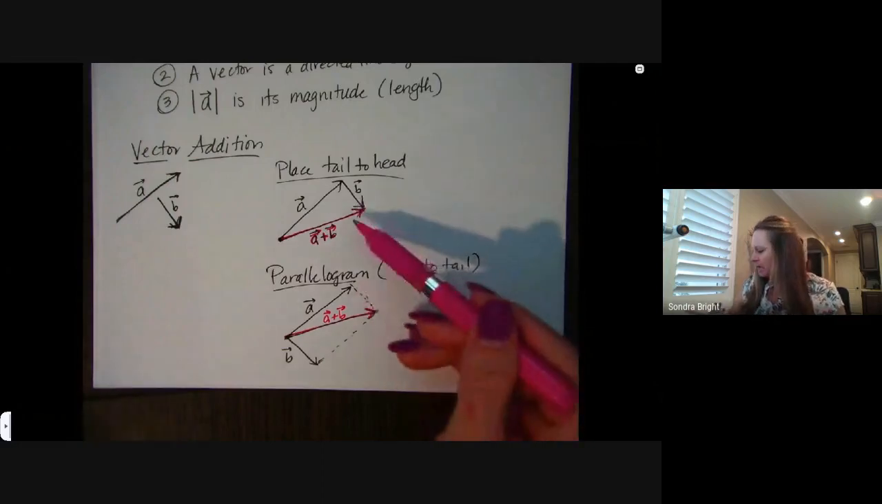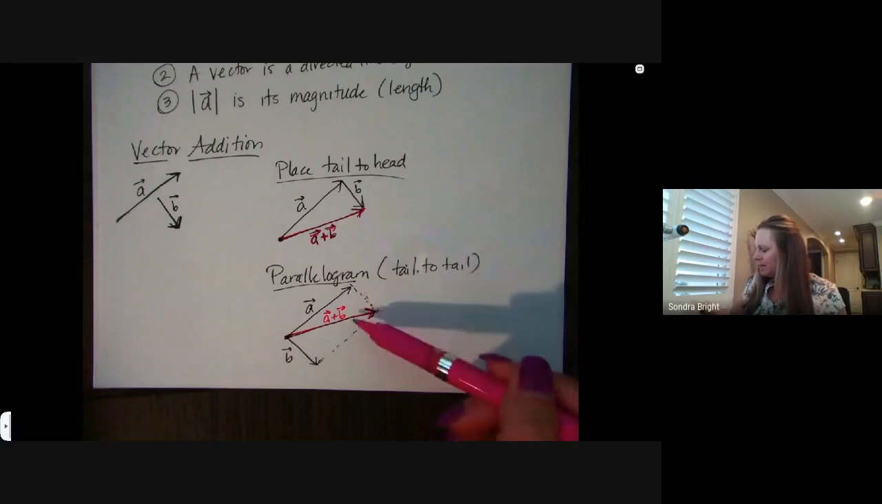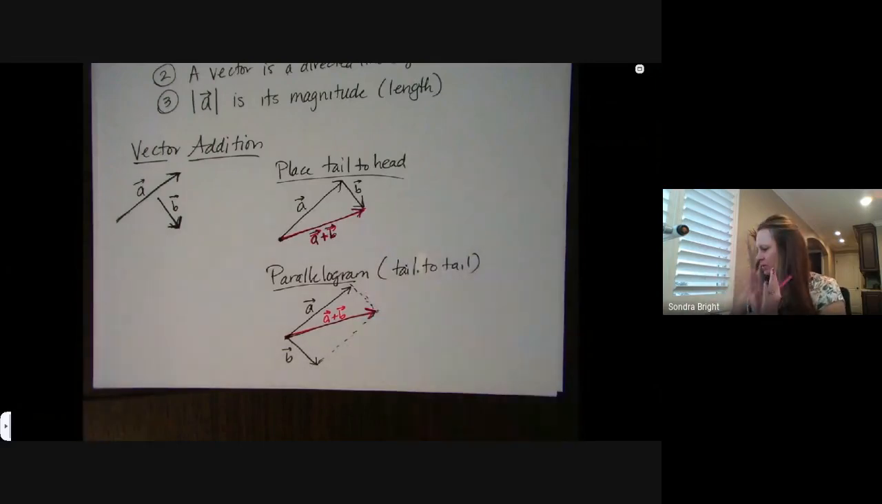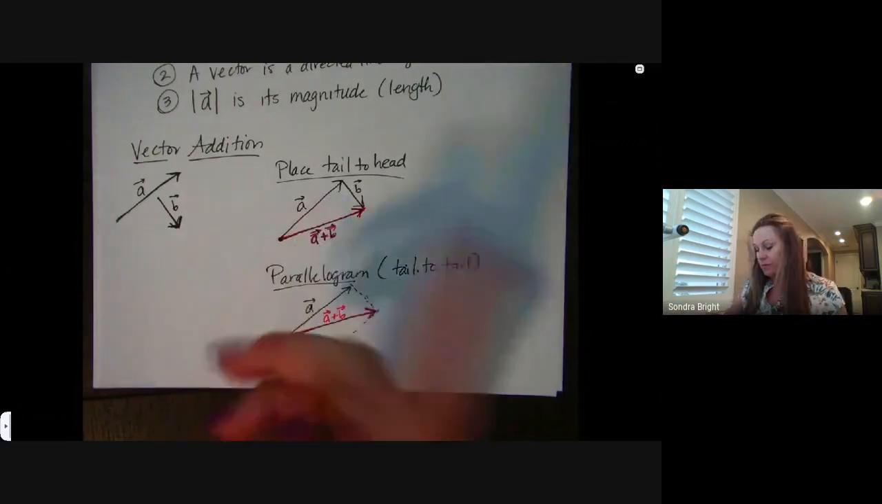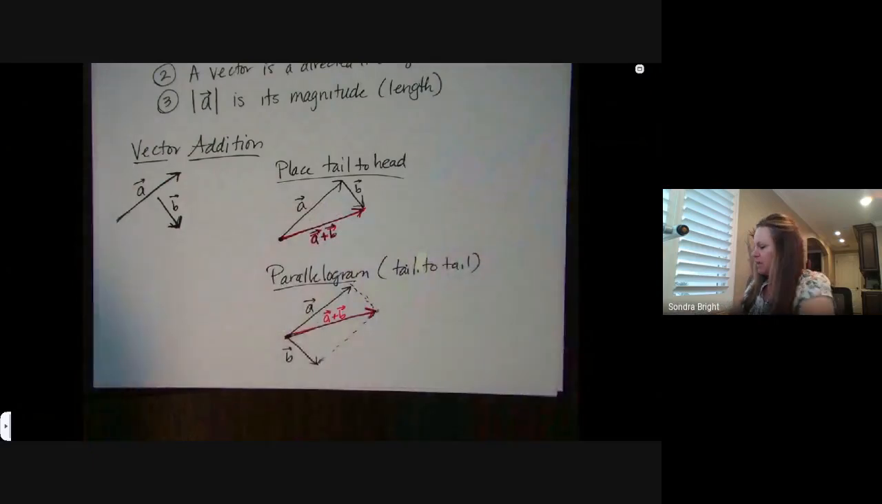Okay, so yeah, it doesn't matter which way. There will be times when the parallelogram method is what's going to make sense because you've got to put your two tails together. There'd be times where the tail to head method makes sense because you've got to put them that way, or sometimes you can just choose whichever way is more convenient for you.